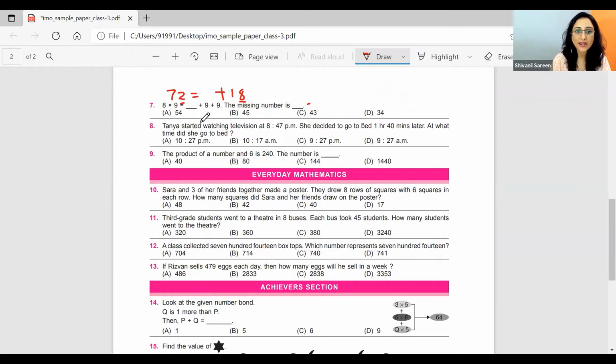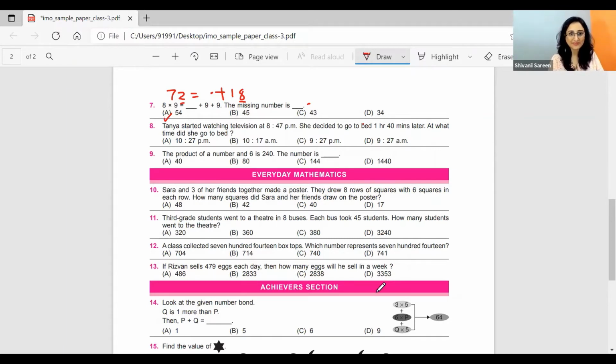Now add 8 plus 4, 12, and 5 plus 1, 6, and 1 carry over. So 72. So the correct option is option A. Let's move on to the next question.